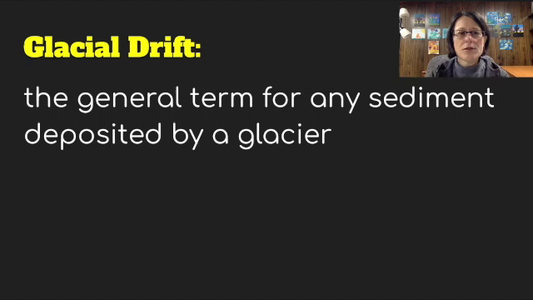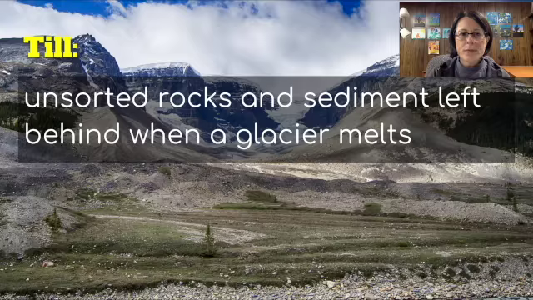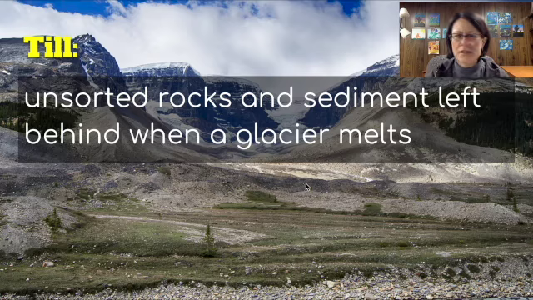And there's glacial drift. This is the general term for any sediment deposited by a glacier. And one particular type is till. This is unsorted rocks and sediment left behind when a glacier melts. And you can see all this till deposited here. In fact, our area is rich in things like gravel. We have a lot of gravel pits. The gravel was left by the glaciers.